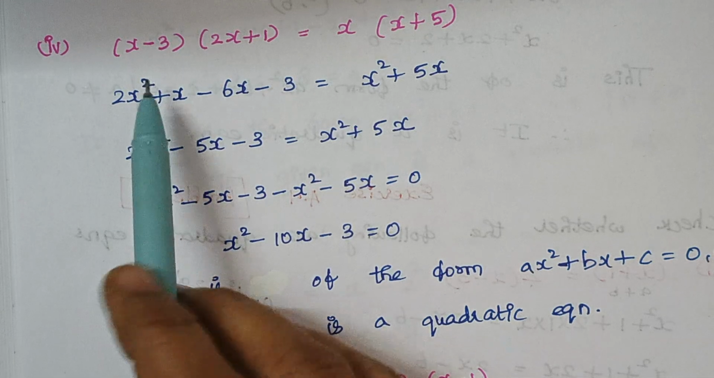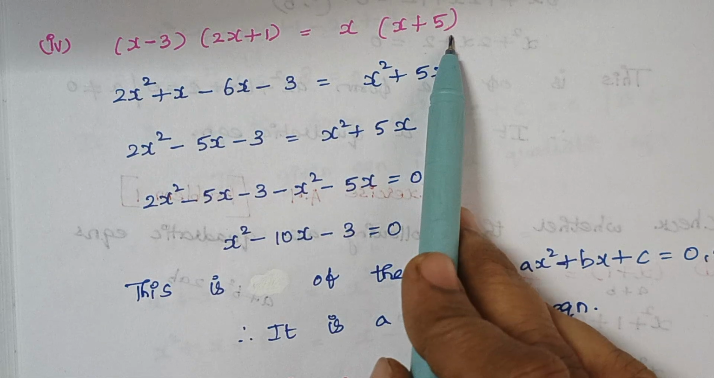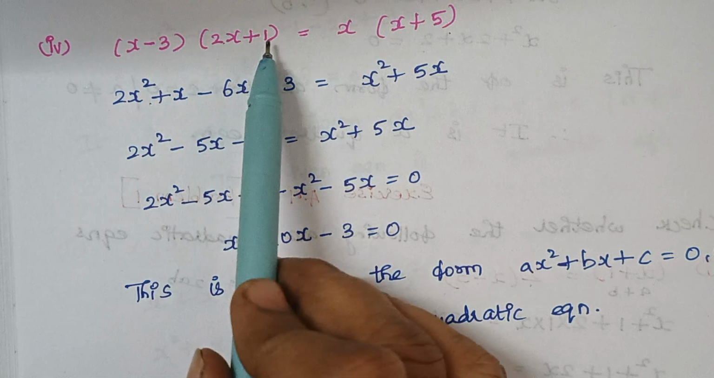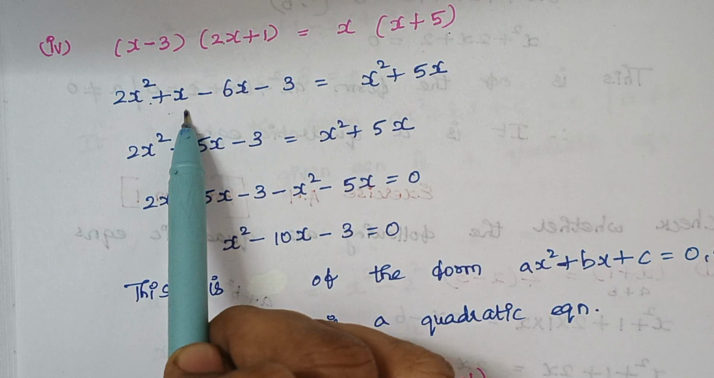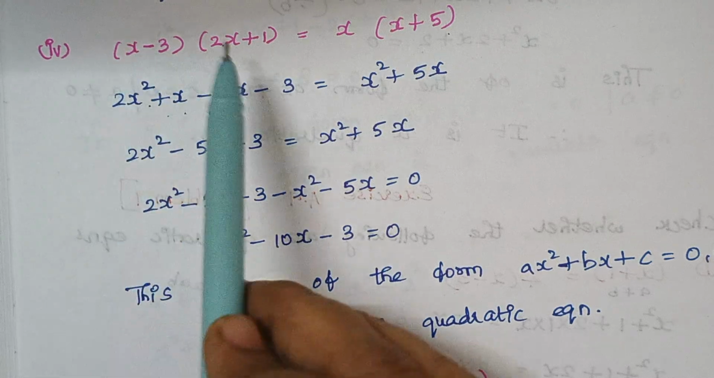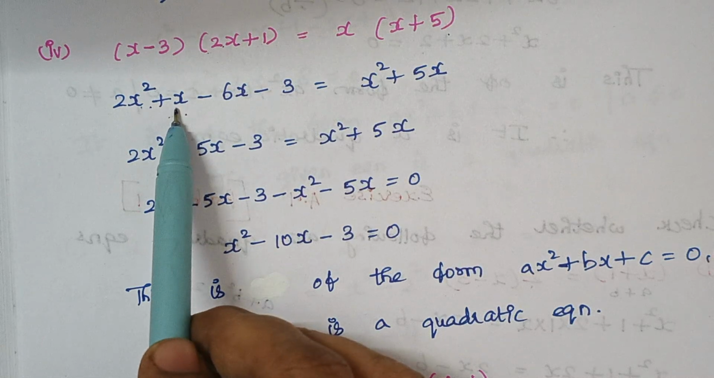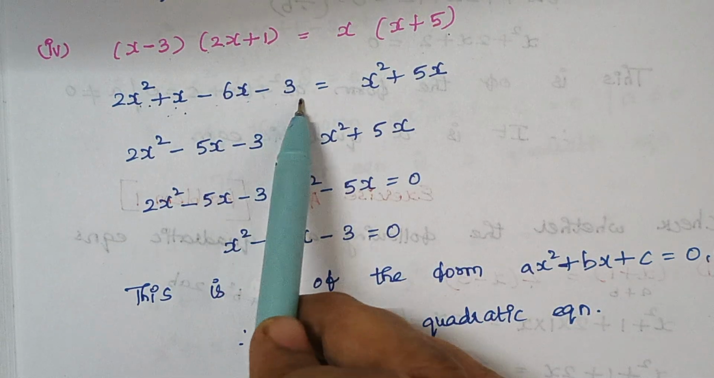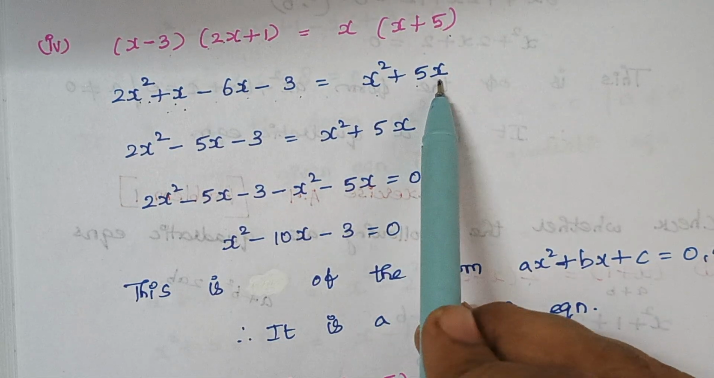So question number 4. X minus 3 into 2x plus 1 is equal to x into x plus 5. So again we have to multiply. You can multiply anyway. Here I am multiplying this x with these terms. So x into 2x, 2x square, and x into 1, x. And minus 3 into 2x minus 6x, minus 3 into plus 1 minus 3. So which is equal to x into x, x square, x into 5, 5x.